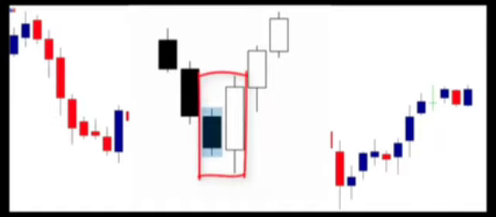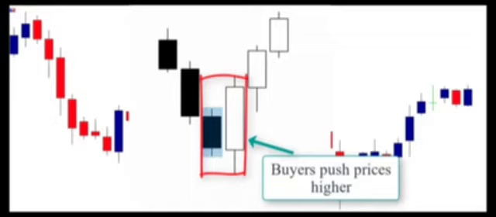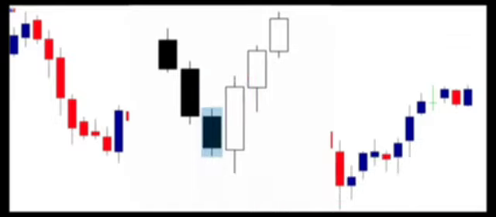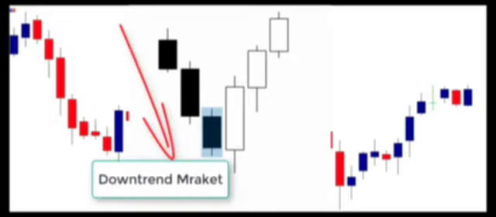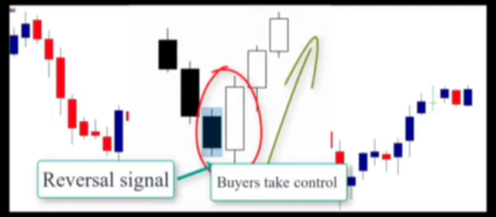A bullish engulfing bar typically forms after an extended move down. It signals exhaustion in the market, where sellers begin to book profits and buyers begin to take interest, pushing prices higher. As you can see here in this illustration, the market was trending down. The formation of the bullish engulfing bar represents a reversal signal. That means that buyers engulfed sellers. In other words, buyers took control from sellers.